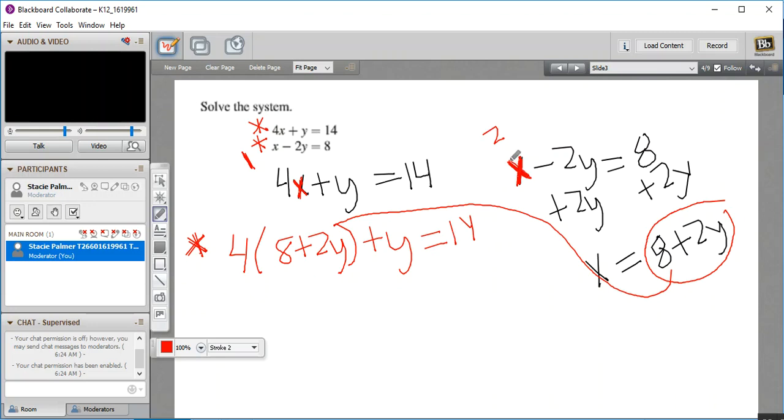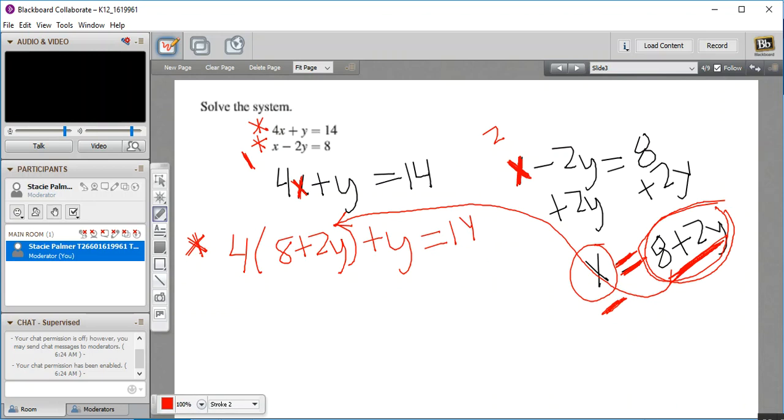Second step is to solve one of the equations for one of the variables. We know that having an x or having an 8 plus 2y, that is equal. That's the same, okay? So x is equal to this. So that means that in our first equation, instead of the x, we can plug in the 8 plus 2y because we know that 8 plus 2y and x are equal. Okay, so from there we're going to solve.